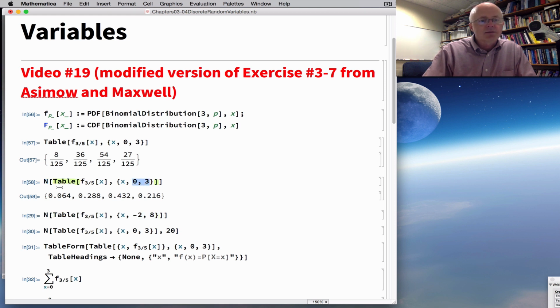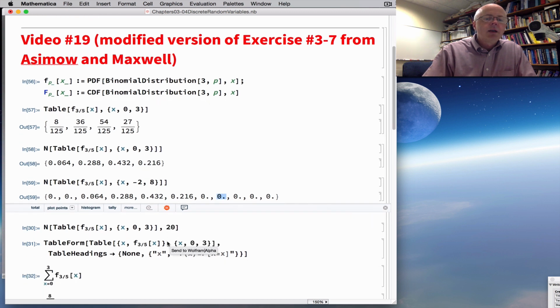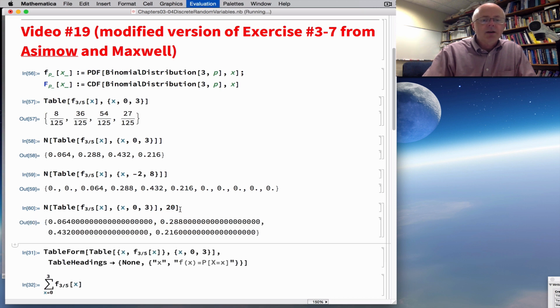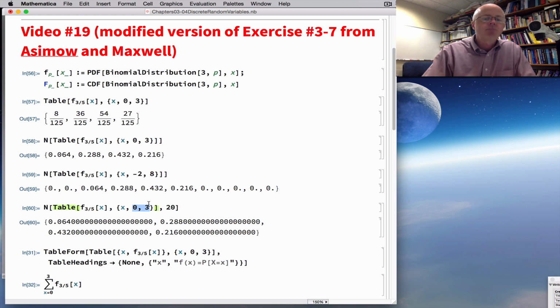It's assumed, by the way, with this table command that x would be 0, then 1, then 2, then 3. So I'm going from -2 to 8 here, and you see you get a bunch of zeros when x is -2 or -1 or 4 or 5 or 6 or 7 or 8. If you want to get more decimal places, you can add on this extra comma 20 there. I went back to going from 0 to 3 here, but that's not necessary in this problem.